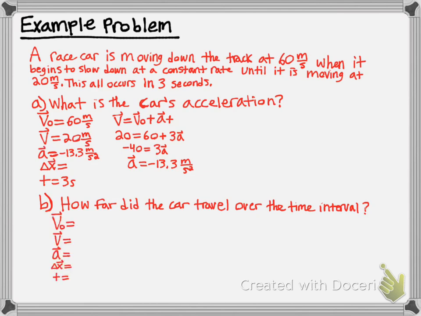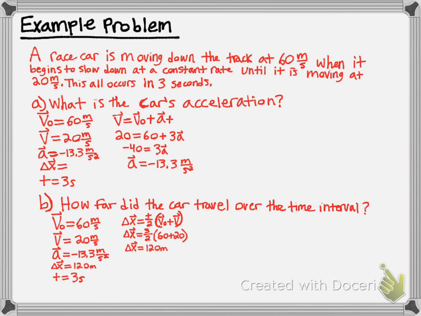First, we need to make our table. We know that the initial velocity is 60 meters per second, the final velocity is 20 meters per second, the acceleration is negative 13.3 meters per second squared, and the time is 3 seconds. So for this problem we will need to use this equation. We plug in our variables and do some basic arithmetic to find that the car traveled 120 meters.